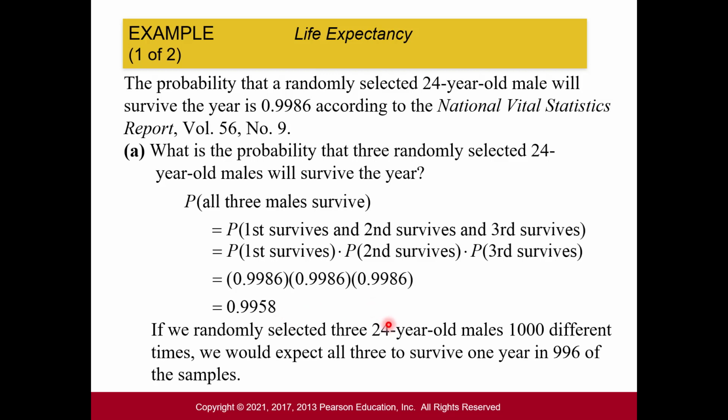So if we randomly selected 3 24-year-old males from 1,000 different times, we would expect all 3 of them to survive in 996 times from the sample.